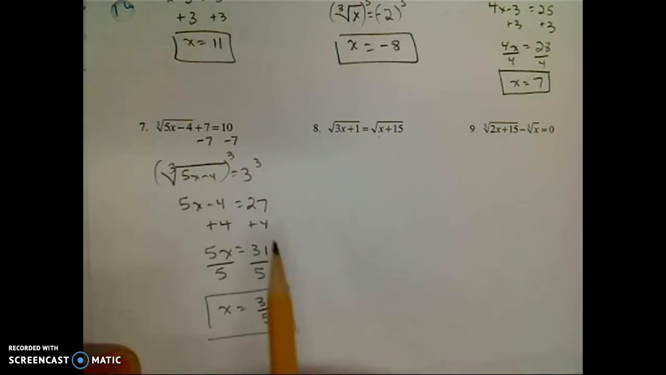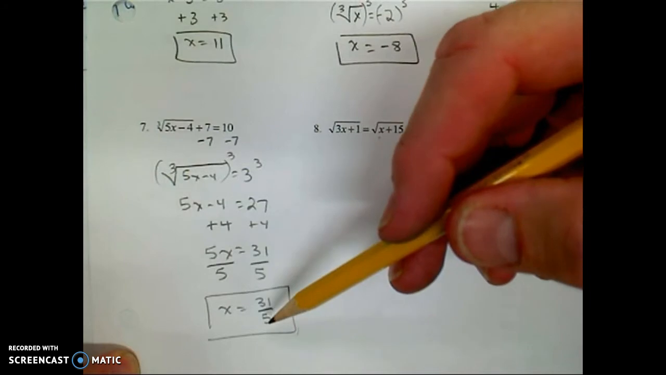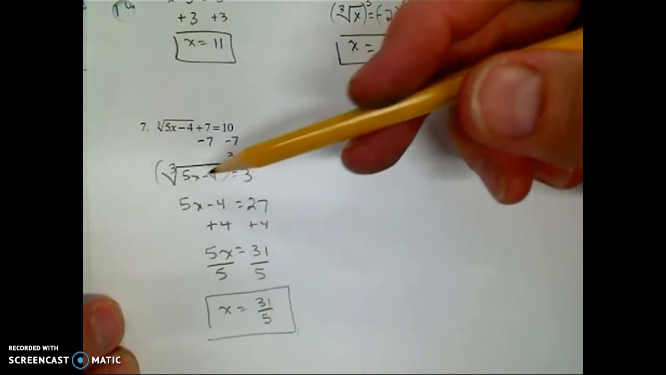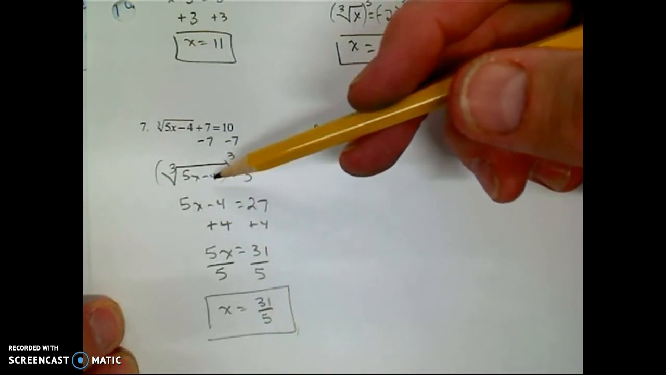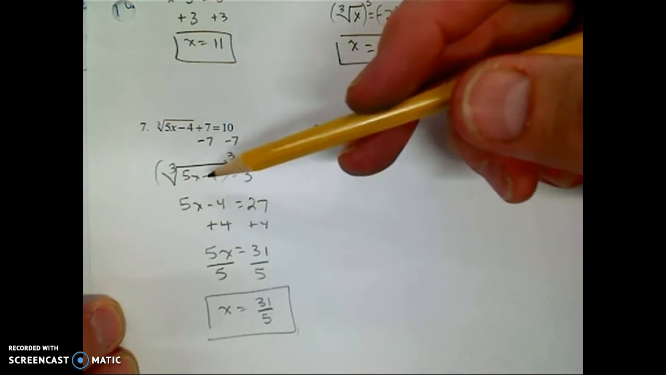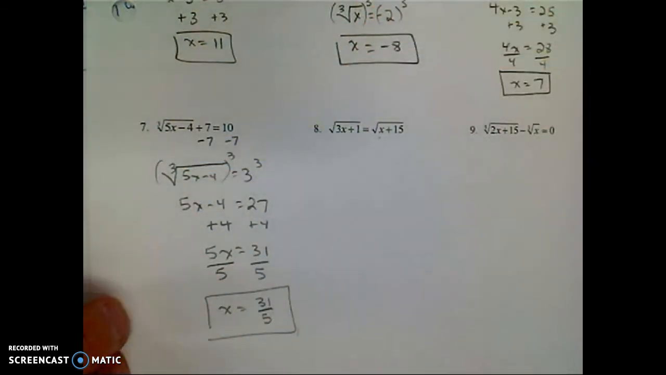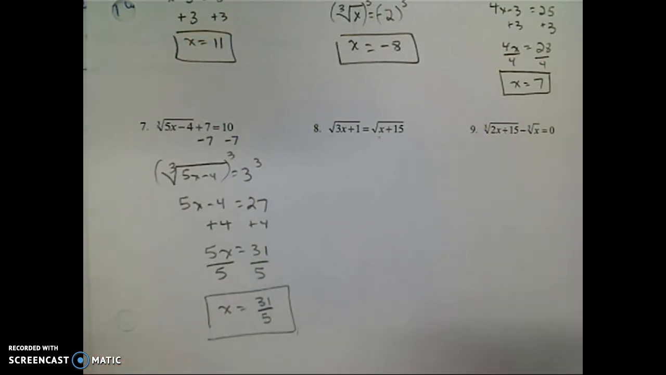So if I substitute 31/5 in for x, 5 times 31 divided by 5, that's going to be 31 minus 4. 31 minus 4 is 27. And then I'm taking the cube root of 27. What number times itself 3 times is 27? That's 3. So the equation checks. So yes, even though the answer is a fraction and not a really nice one, it's okay.